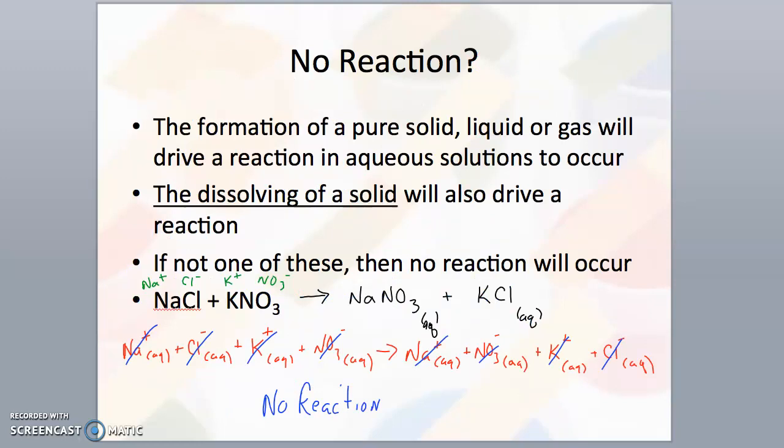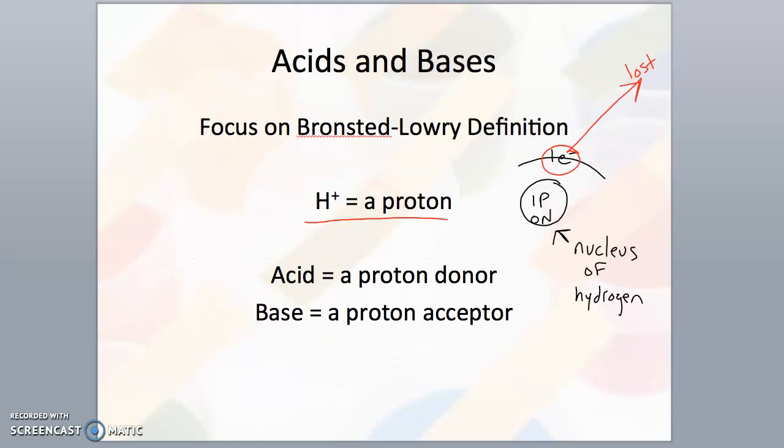In some instances, each compound in the reaction is either a strong acid or a soluble ionic compound, and when this happens, every ion is a spectator. This is labeled as no reaction. For a reaction to occur, we need to form a pure solid, liquid, or a gas. Other drivers include dissolving of a solid. It is important to note that not every combination of compounds will react.